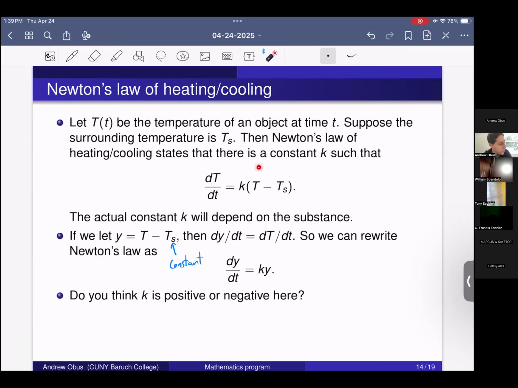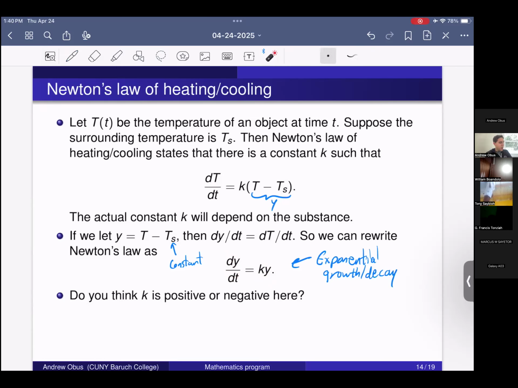So if we want to rewrite Newton's law with y instead of T, we can rewrite this dT/dt as just dy/dt. And k times (T minus Ts), this here is just y. So we get dy/dt equals ky. And this is exactly exponential growth or decay.